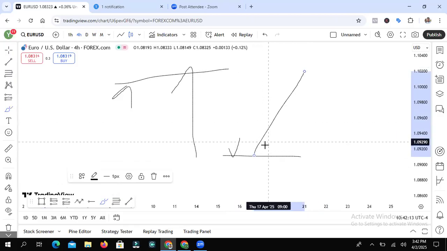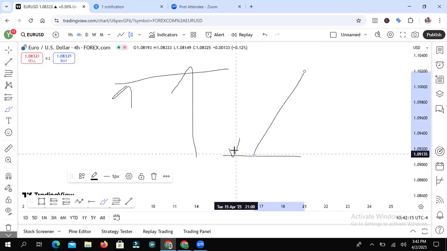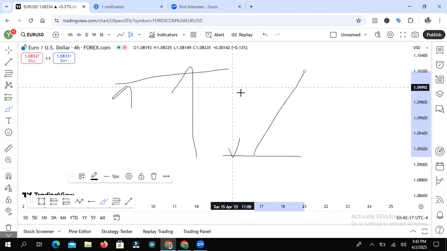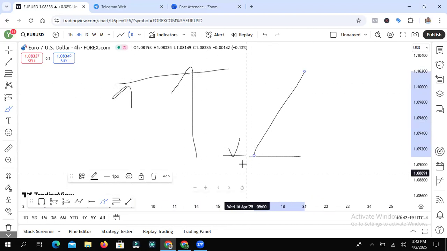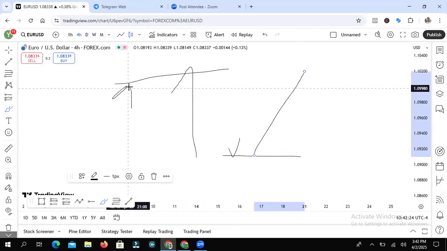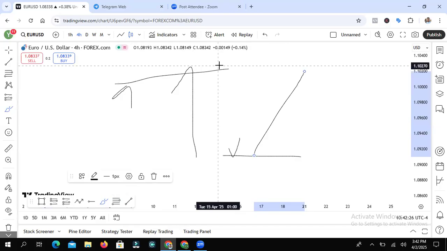When you want to go long, we use V shape to buy, and we use A shape key levels to look for selling opportunities.